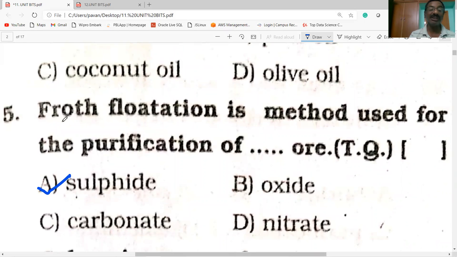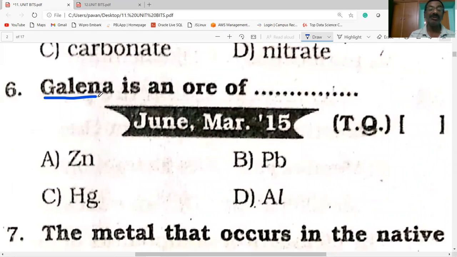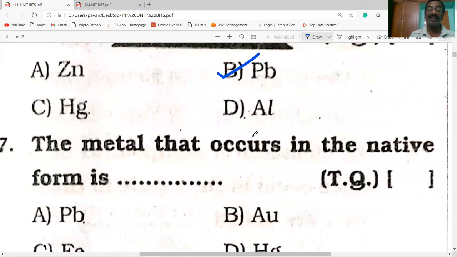So froth flotation, it is very important. Ma froth flotation antane purification of sulfide ore. Galena is the ore of lead, PbS anamata. Lead sulfide, lead yokka ore, Pb formula adithe PbS. Lead yokka ore ma.